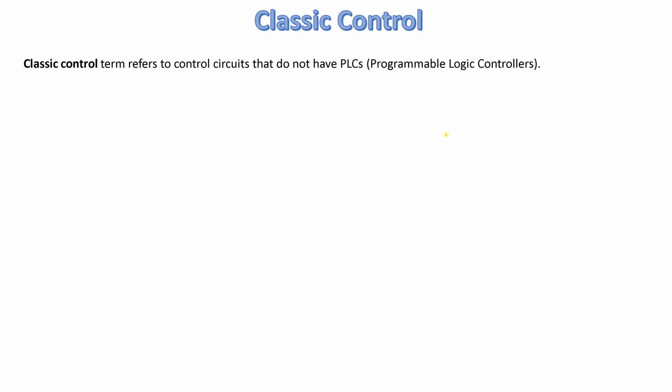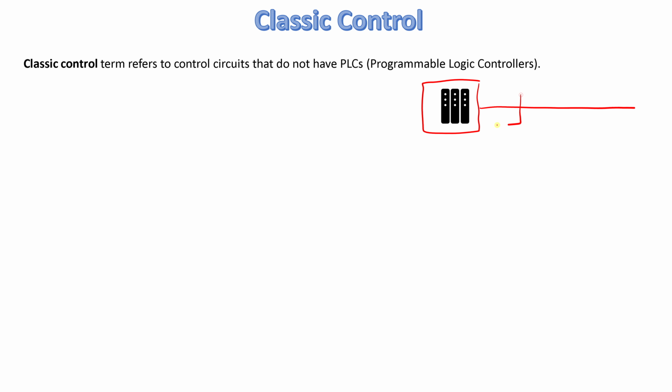Alright guys, let's first understand what is classic control. The term classic control refers to control circuits that do not have PLCs, or programmable logic controllers. These PLCs are used to control long production lines in big factories.